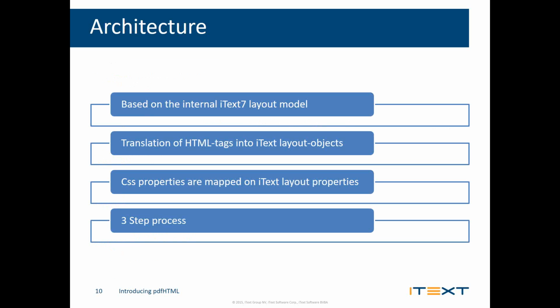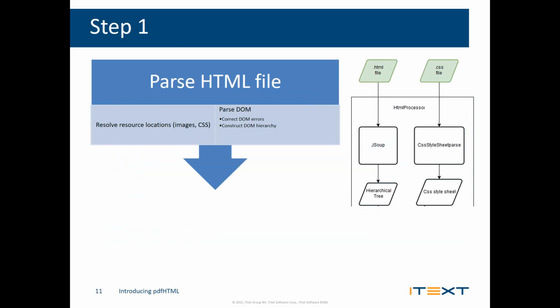Internally, we parse the HTML file and then translate the HTML tags into the corresponding iText layout objects. And then we also parse the CSS properties and we map them on the iText layout properties. This all happens in a 3-step process, for which the first step is, of course, to parse the HTML file. You can see on the right you have a small diagram that shows the inputs and an abstraction of how the internals of the HTML processor of pdfHTML work.